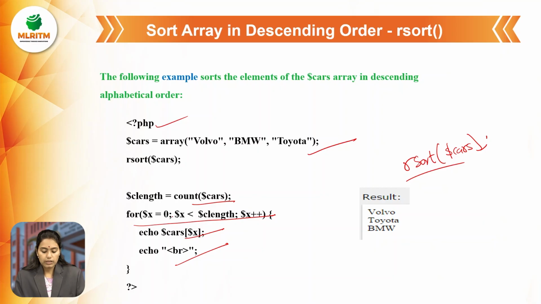So here the first one is 0. According to the values, we will see 0, 1, 2. According to the descending order, it will arrange as Volvo, Toyota, and BMW. Thus, we get the sort array in descending order.